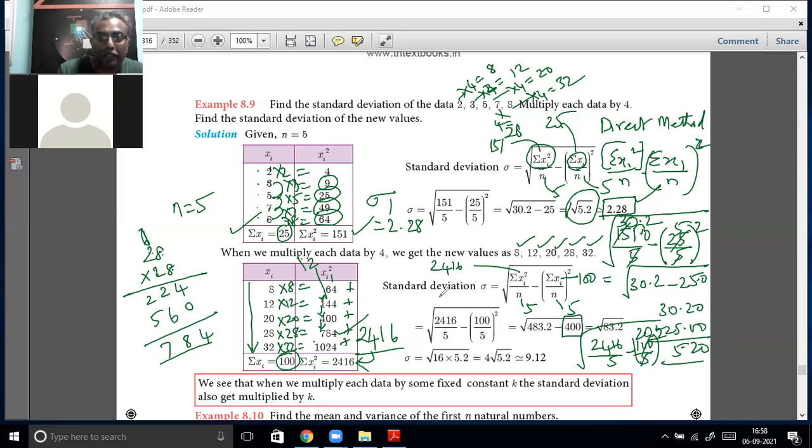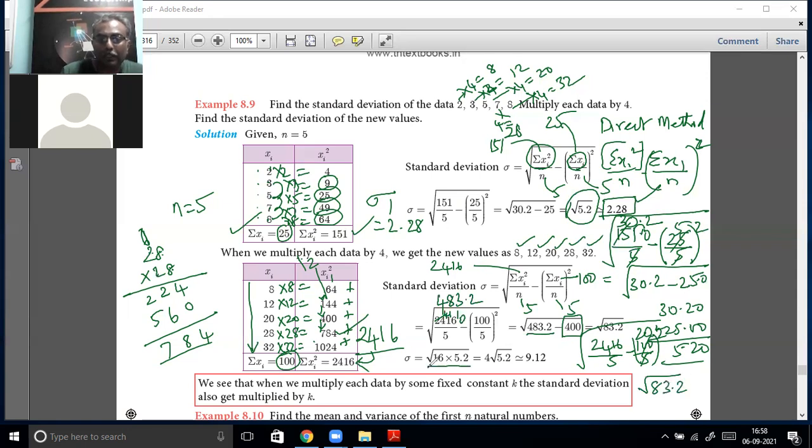This will go 4 times in 24. Remainder 4. In 41, it will go 8 times. Remainder 1. In 16, it will go 3 times. Again, remainder 1. 483.2. In 10, it will go 2 times. So this is correct. 483.2 minus 400 will be 83.2. So you are getting 83.2. Root of 83.2.